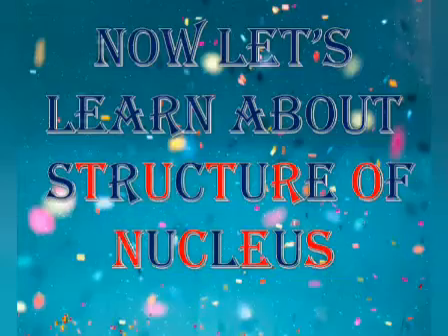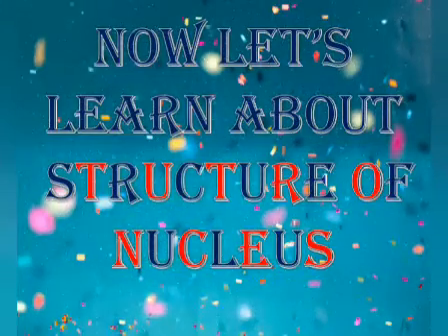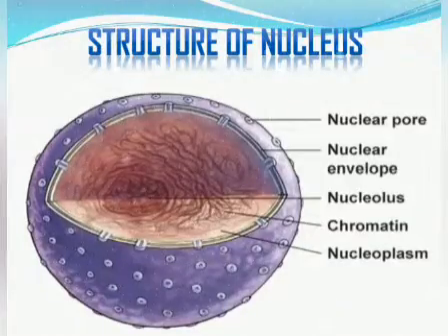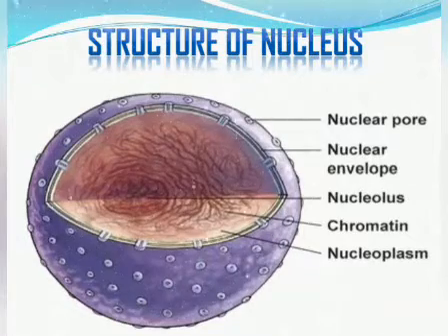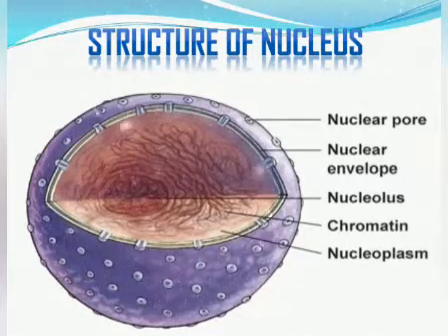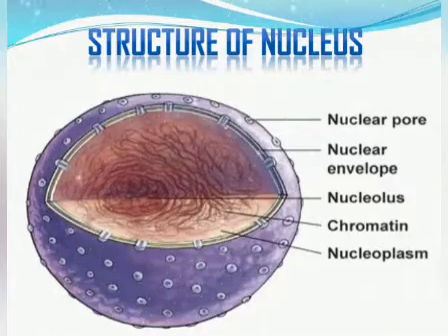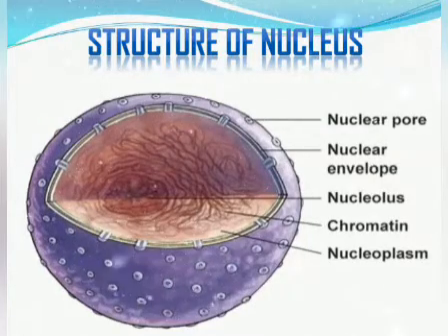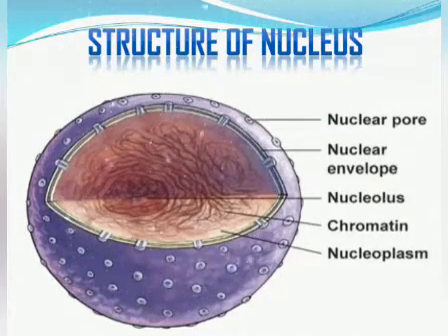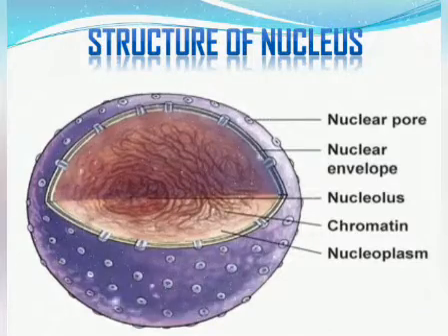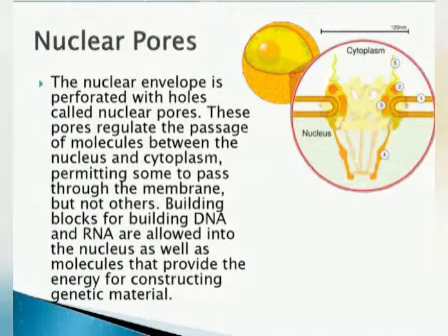Now let's learn about structure of the nucleus. This is the structure of the nucleus. There are 5 main parts in the nucleus. They are nuclear pore, nuclear envelope. Nuclear envelope is also known as nuclear membrane, nucleolus, chromatin, nucleoplasm. Now let's learn about them in detail.